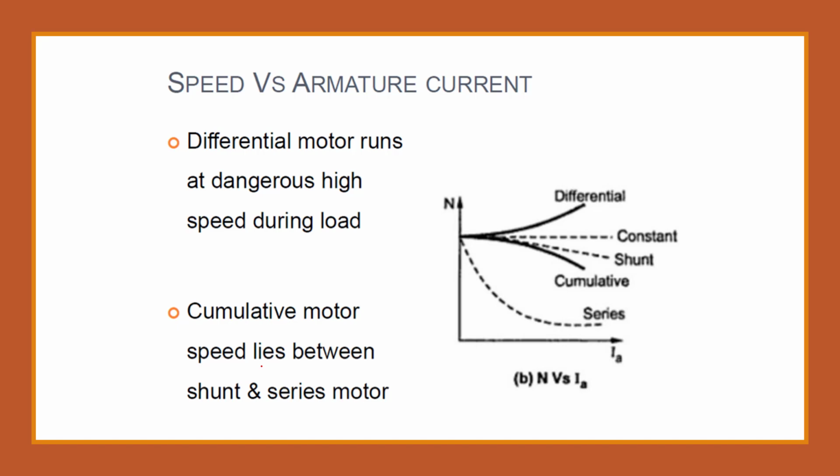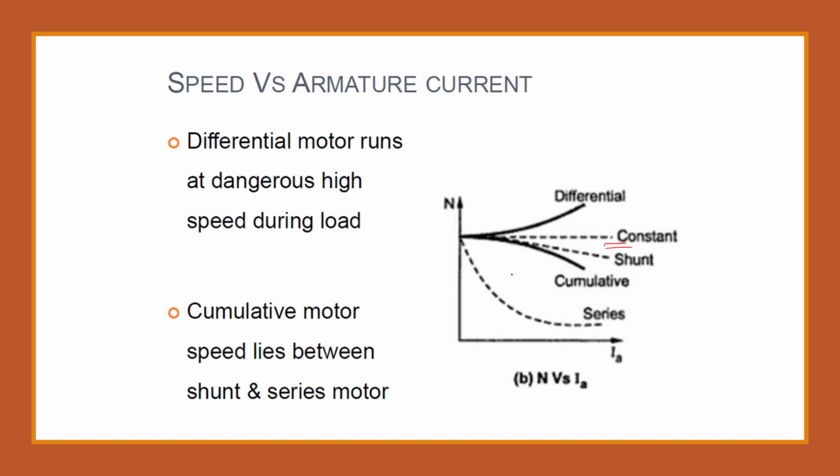Next is speed versus armature current. Here the graph shows the different speed characteristics for shunt, series, cumulative and differential. This line shows the constant, rated speed. The shunt motor has a nearly constant speed, so it lies near the constant speed line, and the series motor speed keeps on reducing as the current increases. The speed will not be constant, so we can't apply the series motor to a constant speed application.